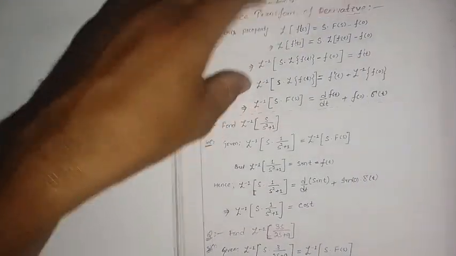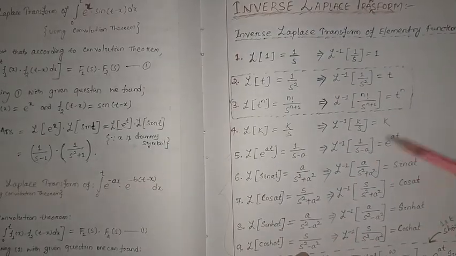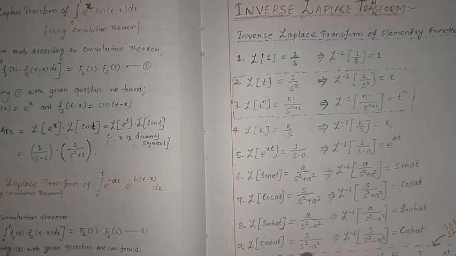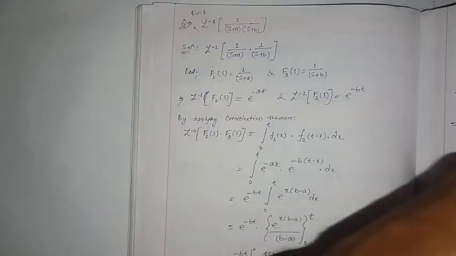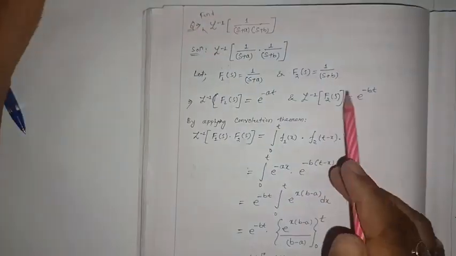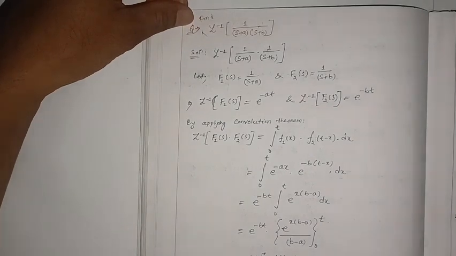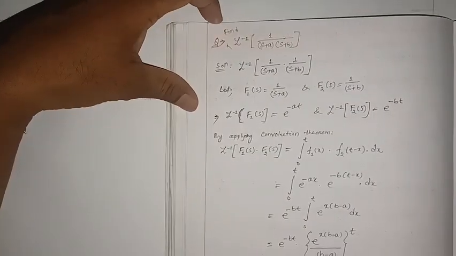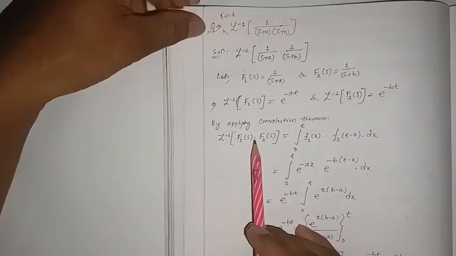Again I am going to recall that the inverse Laplace transform of 1 by (s minus a) equals e to the at. If it is plus, then it will be e to the minus at. So hence this one will be e to the minus at, and this one will be e to the minus bt. Now we are going to apply the convolution theorem, right?